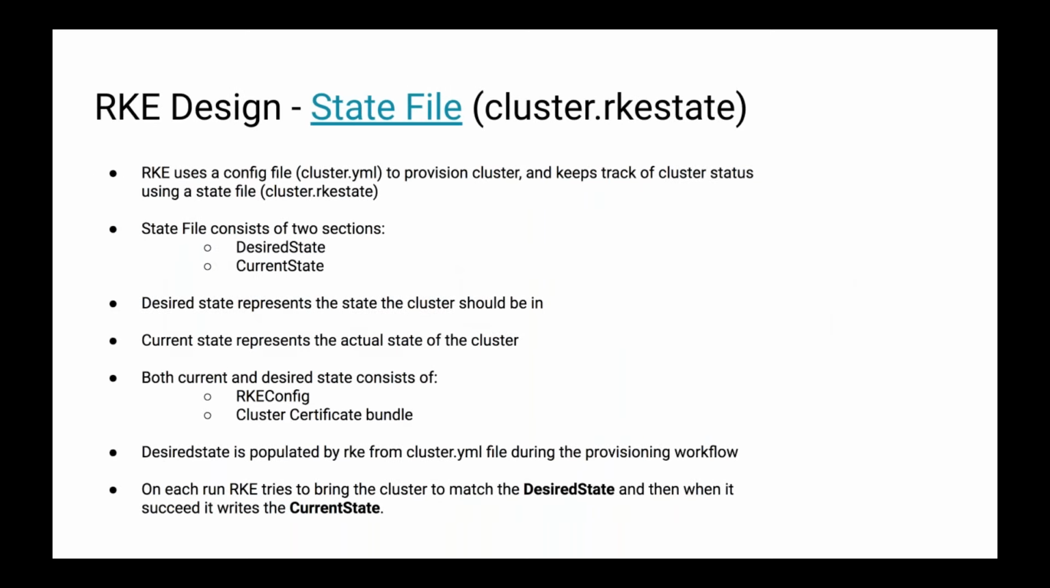So the state file, the desired state, represents the state the cluster should be in. Basically, it's a translation of the cluster YAML file. So if you define a single node in the cluster YAML file, this will be translated into a desired state. After you finish RKE up, RKE writes the current state, which is the actual state of the cluster. Both current and desired state consist of the RKE config and the certificate bundle that has been installed.